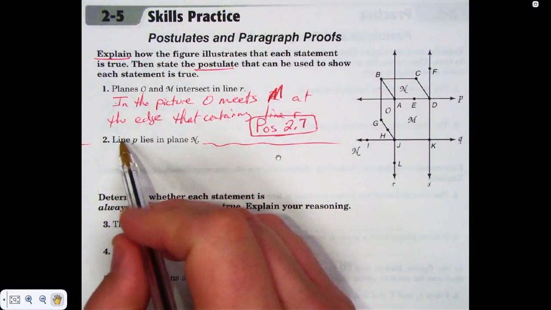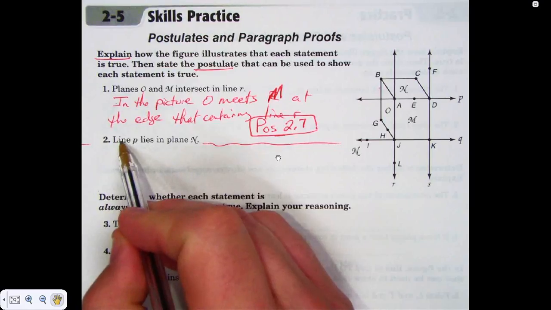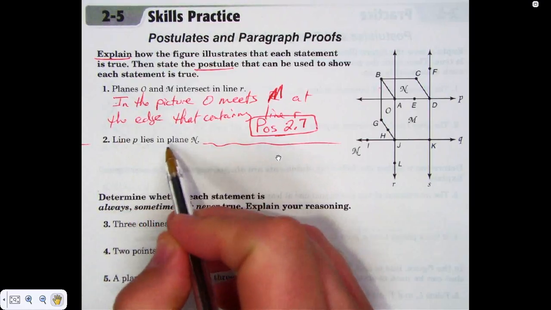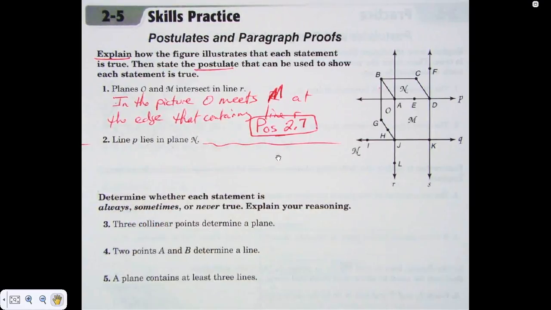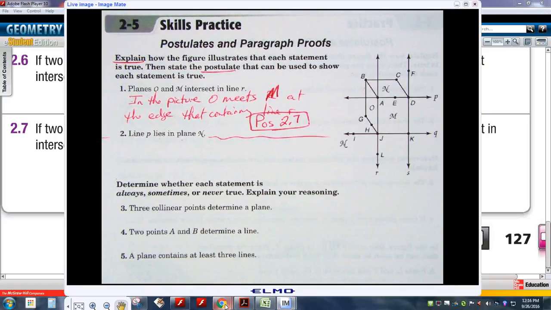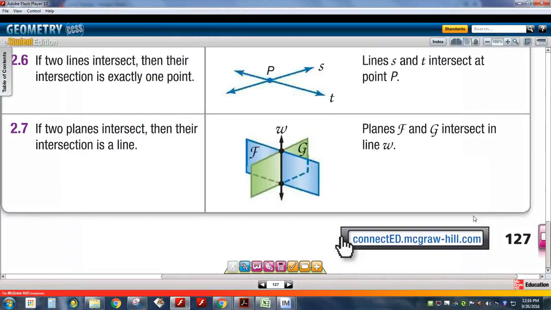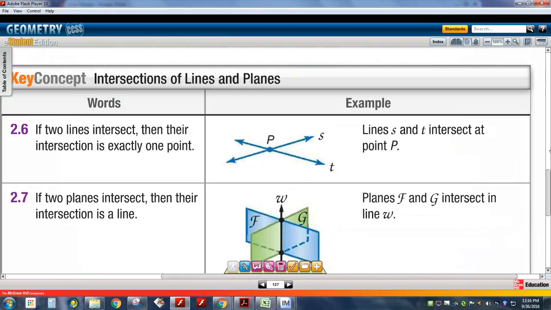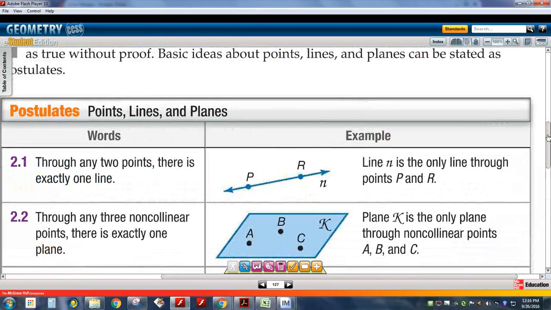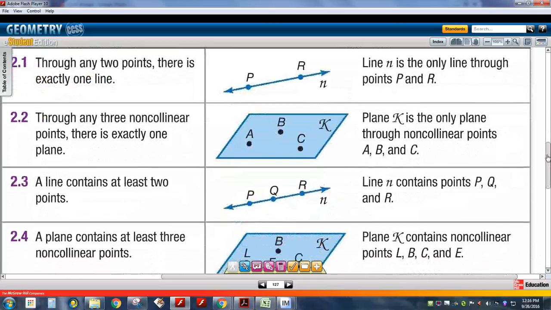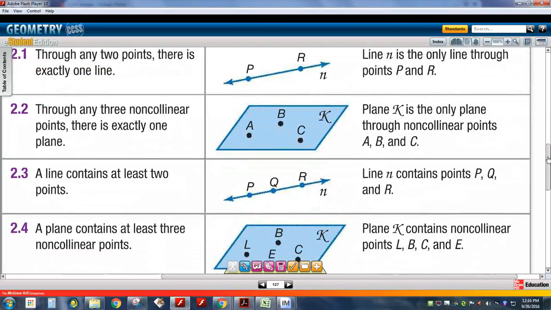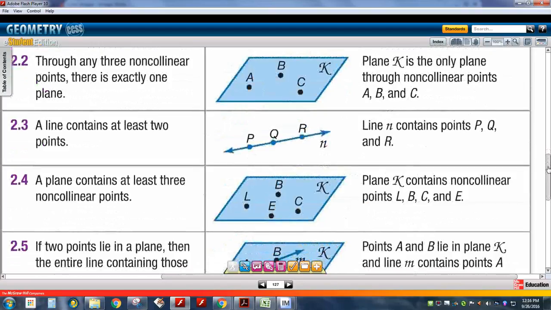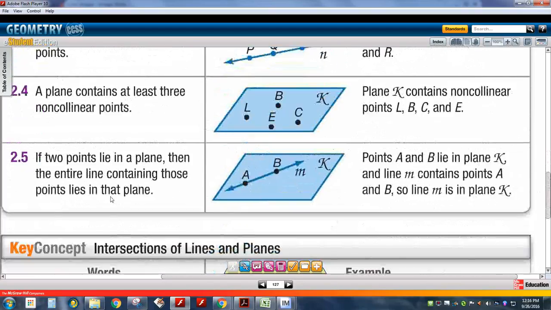Okay. So let's look at those postulates and see if we can find something that has to do with a line lying in a plane. If you go to 2-1, for any 2 points, there's exactly one line. Does that have anything to do with that? For any 3 non-collinear points, there's exactly one plane. Now we're talking about 3 non-collinear points in a plane. 2-5, 2-7, 2-3. Oh, look at this. If 2 points lie in a plane, then the entire line that contains those points lies in the plane.